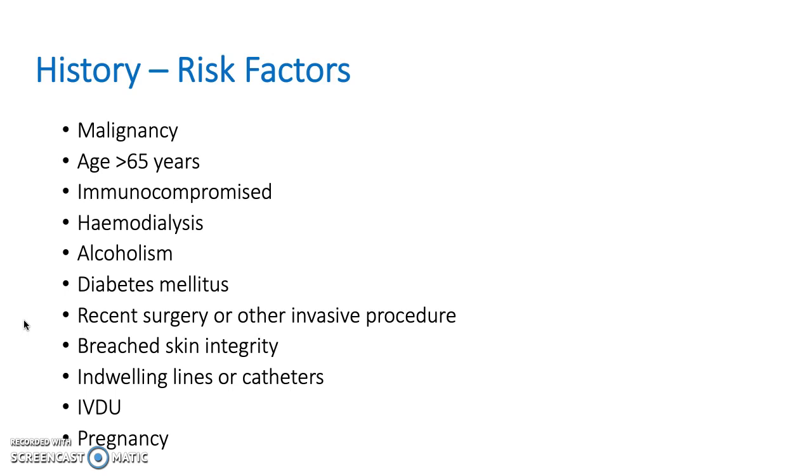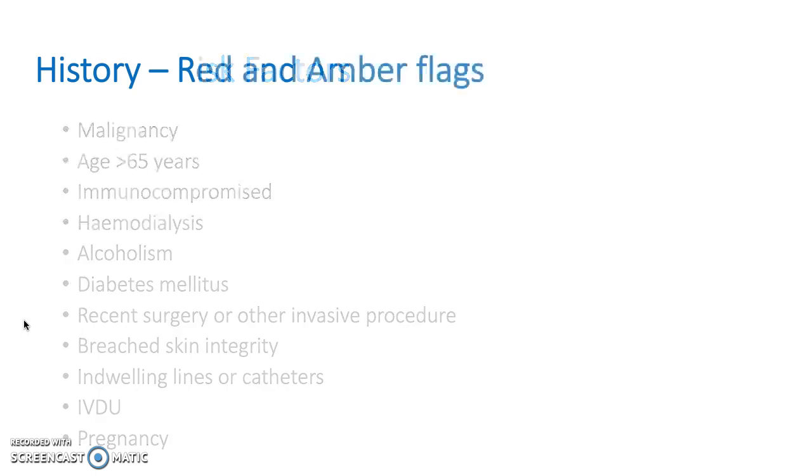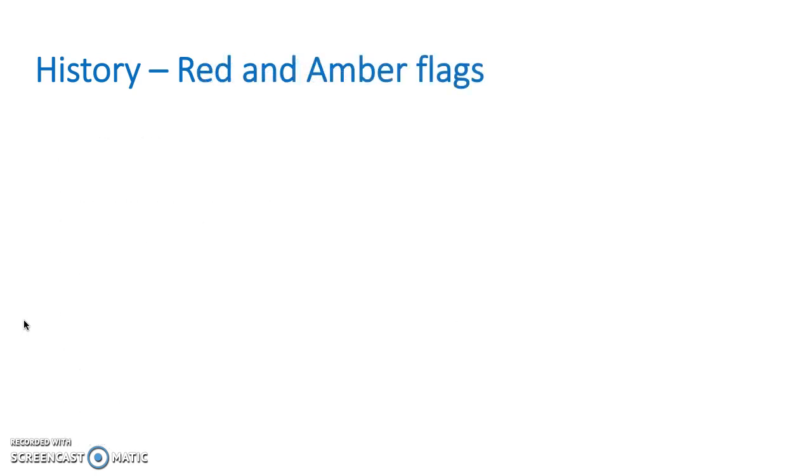Sometimes when patients are critically ill, it is necessary to take a collateral history from friends or family, or from healthcare staff that have been looking after the patient before. As mentioned in the question at the beginning of the video, there are a number of red and amber flags that should make you think that a patient might have sepsis.